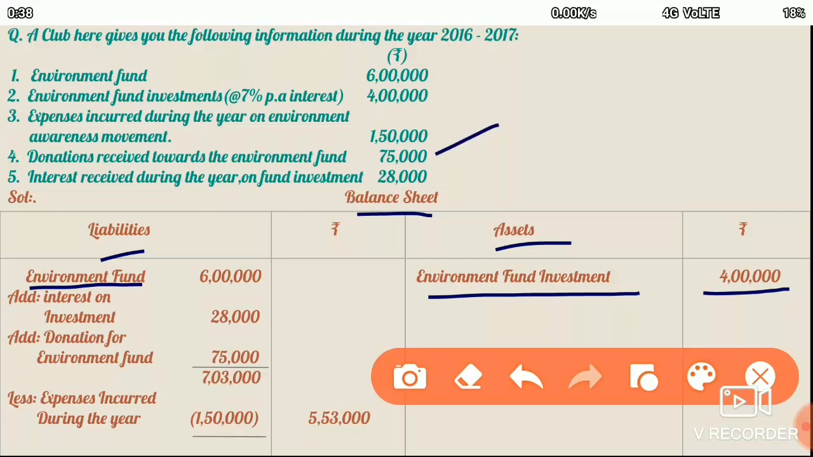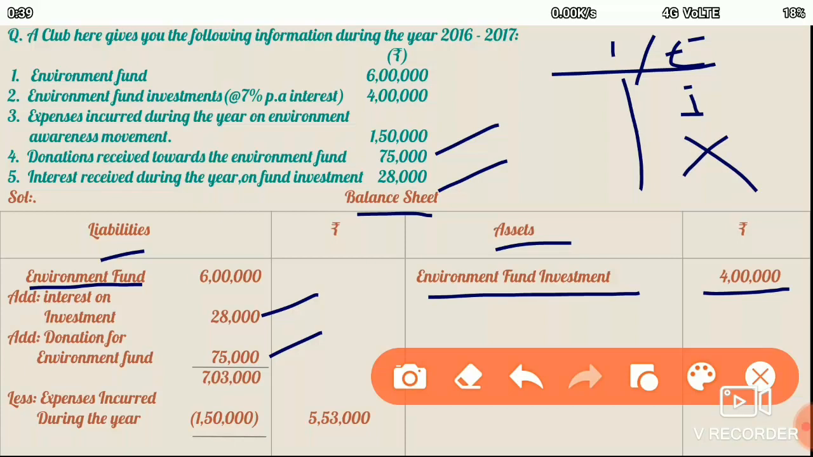The donation of 75,000 will be added to the fund because the donation is related to the fund, and the income of 28,000 which was received from the investment of the fund will be added to the fund, but it will not be shown in the income and expenditure account towards the income side. Though it is a revenue nature item, even then it will not be shown towards the income side because this income is related to the fund. So it will be added to the fund and it will not be credited to the income and expenditure account.